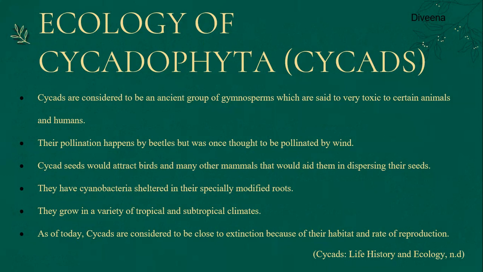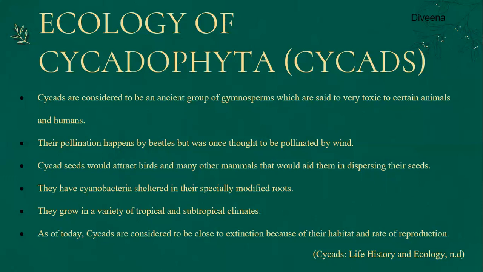The second point, their pollination happens by beetles, but was once thought to be pollinated by wind. Beetles such as weevils and small bees would make a greater contribution to transferring the pollen. And some cycads would produce heat or odors that attract these animal vectors. They were once thought to be pollinated by wind, but it was discovered that cycads in the tropical forest would have little wind, and studies have shown that there is almost no cycad pollen present in the air.